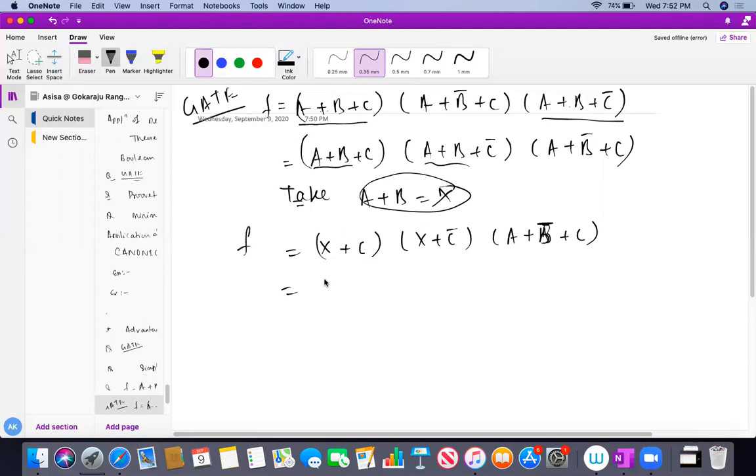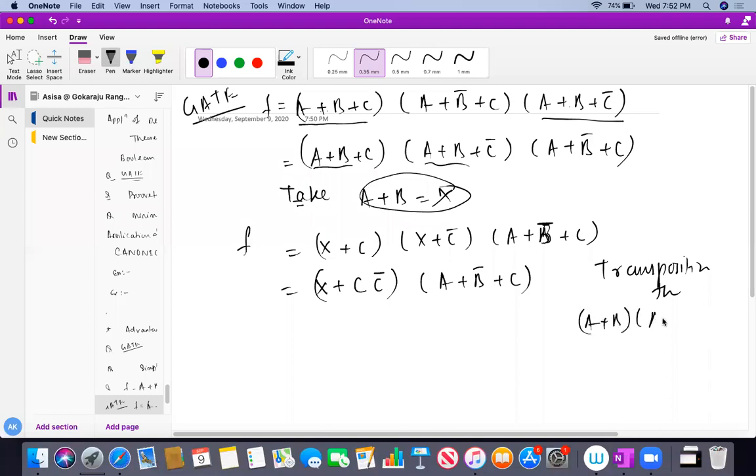So I can do it very simply. X or C and X or C bar is nothing else, this will be X or C C bar. From where have we achieved this? By using the transposition theorem. I have just used the transposition theorem and got this, X or C C bar. And here it will be as it is, A or B bar or C. What does the transposition theorem tell me? A or B, A or C is A or BC. Am I correct, students? Very simple, nothing else.